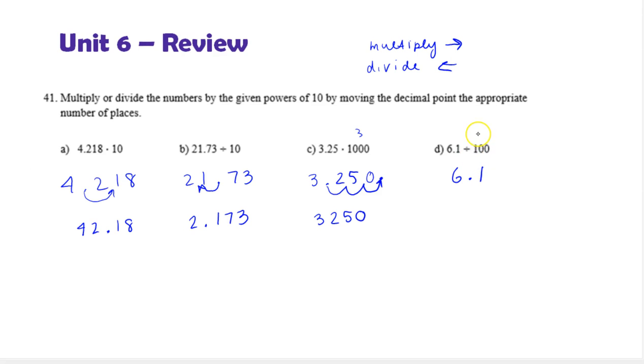And finally, we have 6.1. We're dividing by 100. 100 has 2 zeros, so we're going to move 2 places to the left because we're dividing. And the decimal goes here. Fill it in with a placeholder, and we have 0.061. Let's look at the next one.